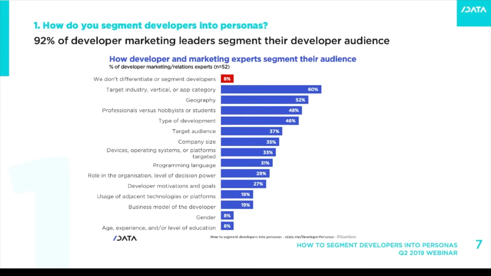And then the question is, how do those that do segment go about it? You can see that the most popular practices have to do with app categories, industries, verticals, and geography, of course. Towards the middle of the list, you find technology considerations: devices, platforms, programming languages, type of development, and so on. While things that are inherent features of the developer, such as age, experience, education, and so on, rank towards the bottom. The question is, is that a good idea?